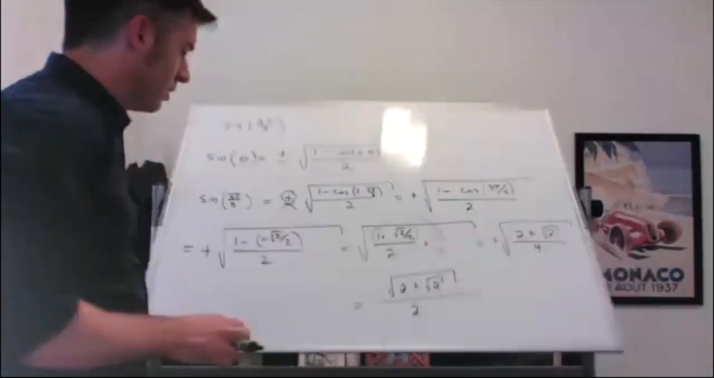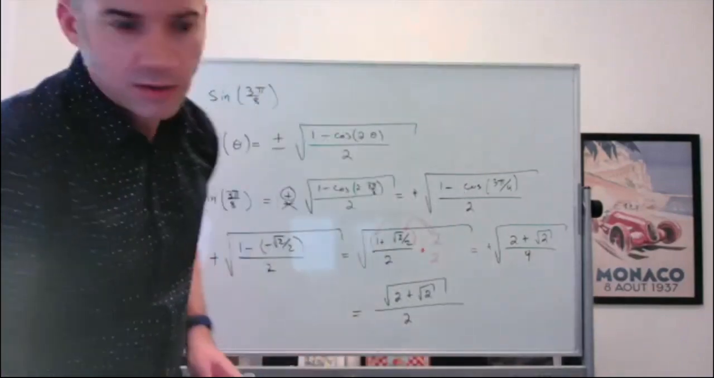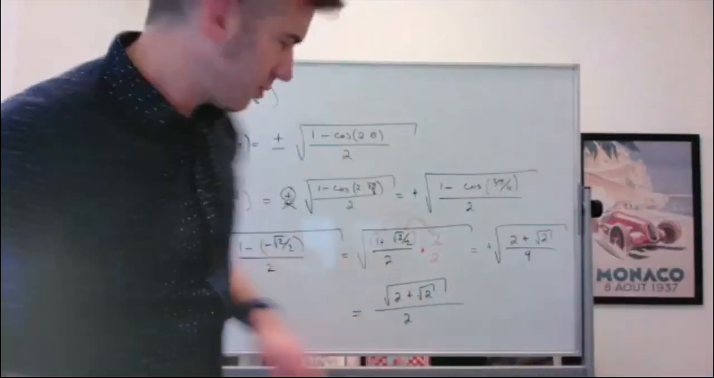Okay, let's look at the next one, which is cosine of something. Erasers, where are you hiding from me?